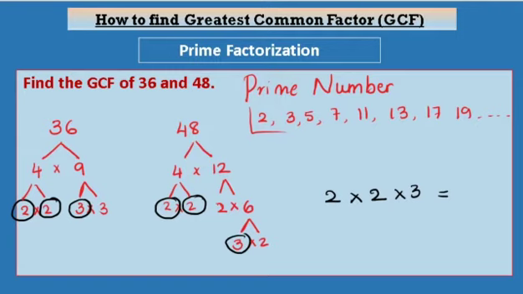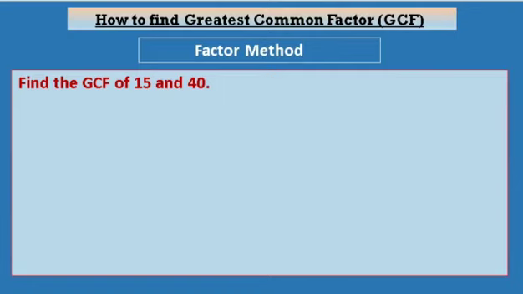So we have to multiply all these 3. 2 times 2 is 4, 4 times 3 is 12. So 12 is the GCF of 36 and 48. This is one of the methods. Let's see the other method, that's the factor method.